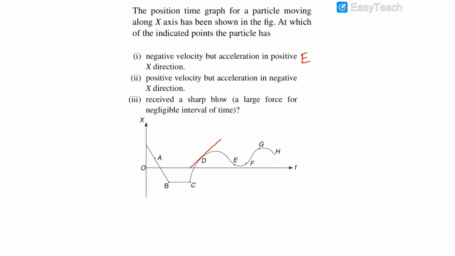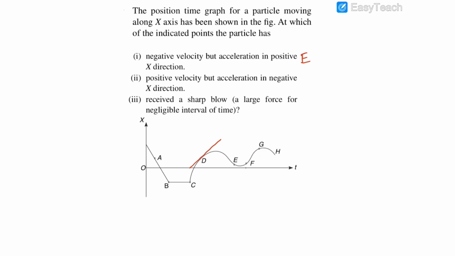Or we can also say that at point D the slope is positive, which means the velocity is positive, and as we will move on the curve then at this point the slope would be 0, which means that while moving from D to this point the velocity is positive and it is decreasing, which means that velocity is positive and acceleration is in negative direction. And also at point G velocity is positive and above G it is 0.